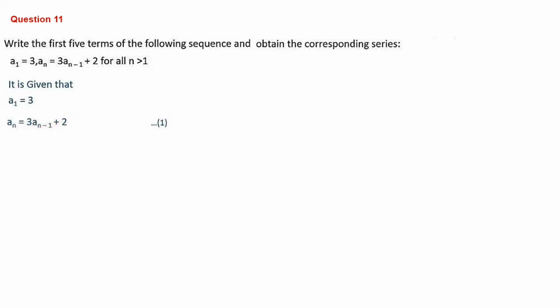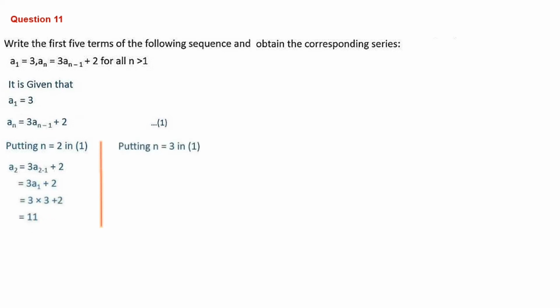Then the first 5 terms. First term already there. Then we can start from the second term onwards, means 2. n is equal to 2 in 1. a2 is equal to 3 into a_(2 minus 1) plus 2. This is a suffix, okay? 2 minus 1 suffix. It shows the position. So 3a_(2 minus 1), 2 minus 1 is 1. So 3a1 plus 2. a1 value is there with us, 3. So 3 into 3 plus 2. 3 into 3 is 9, plus 2 is 11.